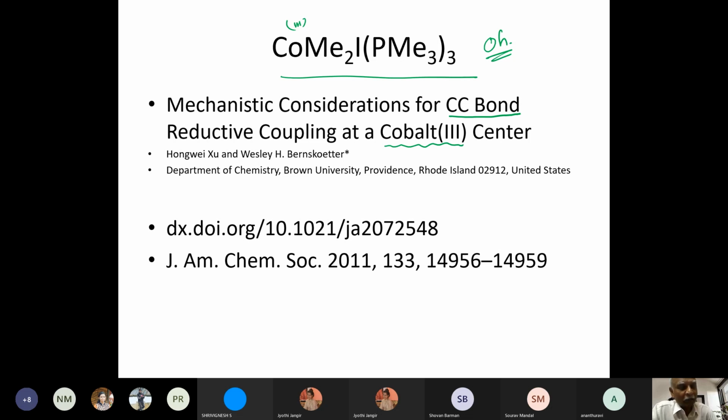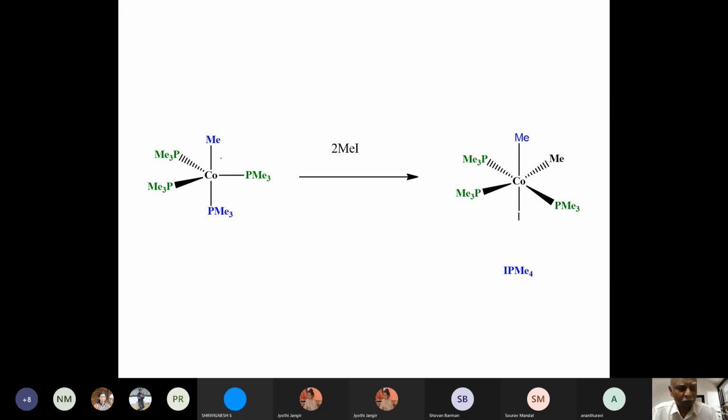So this work was done by this person, Bernskoetter. It's a German name, difficult to pronounce, and so is this Chinese name, Zhu. So these two people published a paper which involved this reaction. First of all, this is the octahedral complex that I told you as the title of this paper, but this was made by Kharasch.